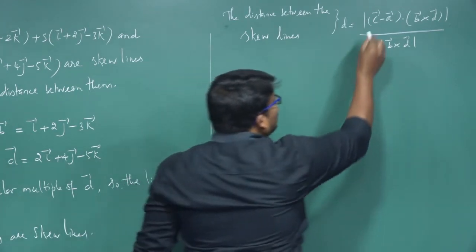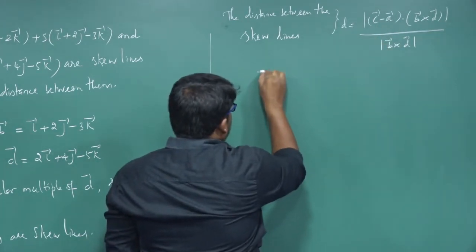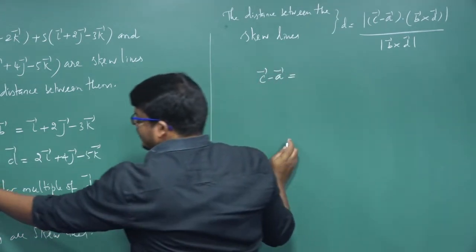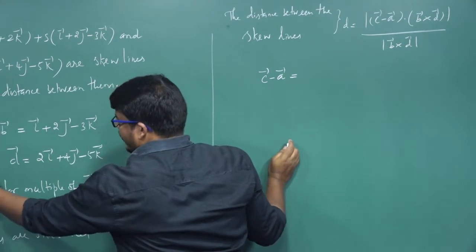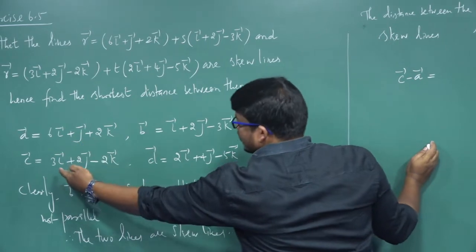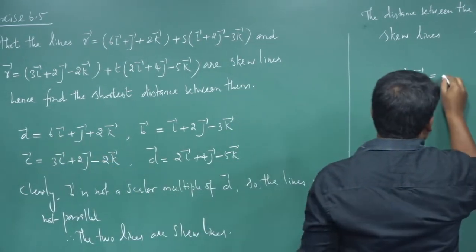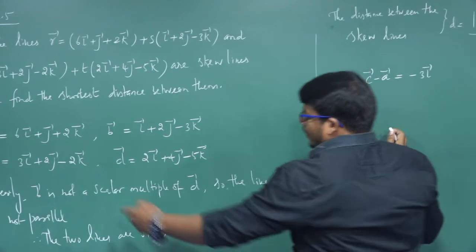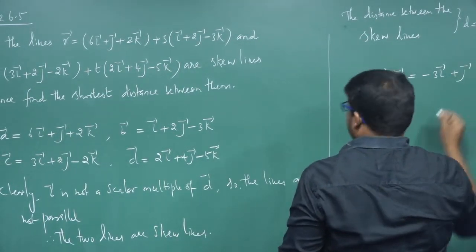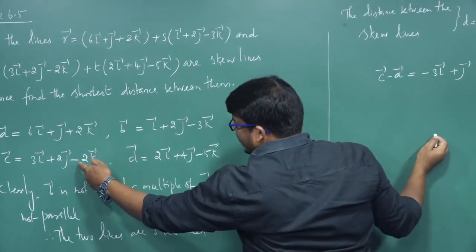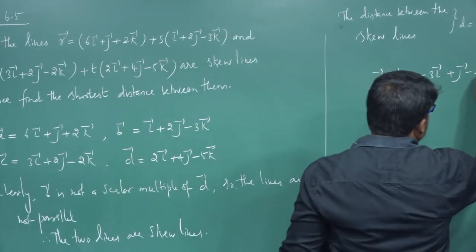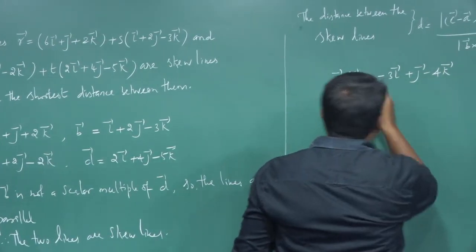First, find C vector minus A vector. C vector is 3i plus 2j minus 2k, A vector is 6i plus j plus 2k vector. Now subtract the two vectors. 3 minus 6 is minus 3i vector. Next, 2 minus 1 is 1j vector. Next, minus 2 minus 2 is minus 4k vector. This is C minus A.